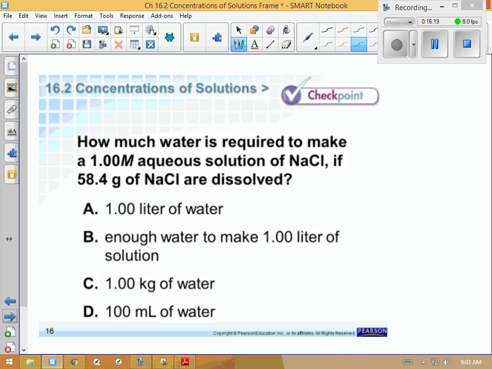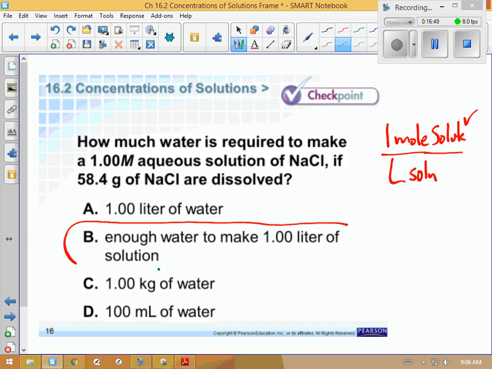Does anyone have any idea where to start with this? So 58.4 grams of NaCl is 1 mole. So we know the volume of our solution, if we want a 1 molar solution, needs to be 1 mole over 1 liter of solution. Remember, this is solute. We have this, so we need enough water to make what? Enough water to make 1 liter of solution.